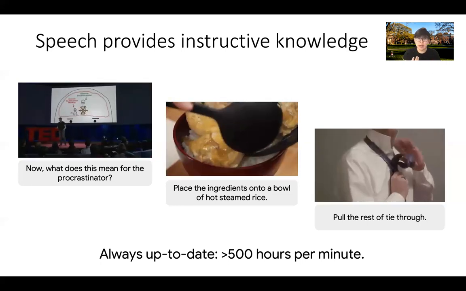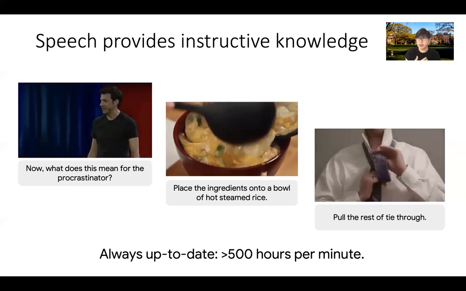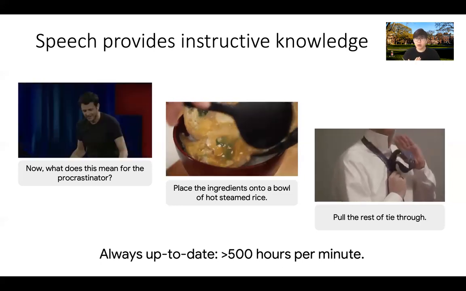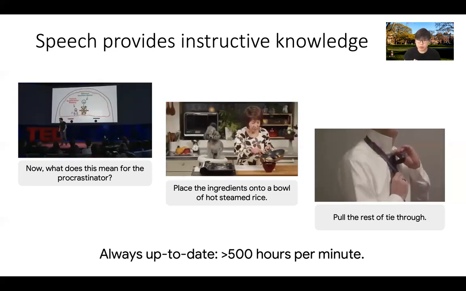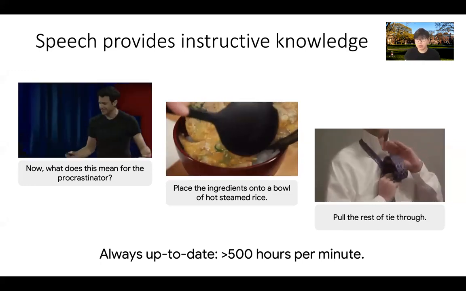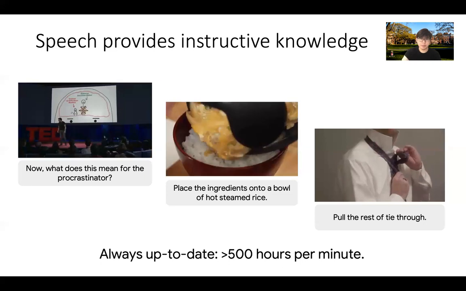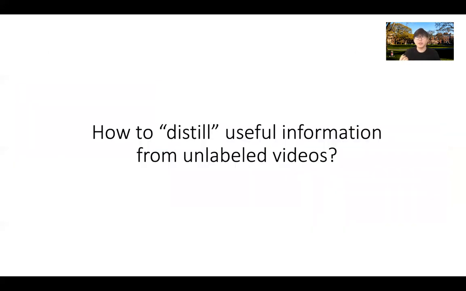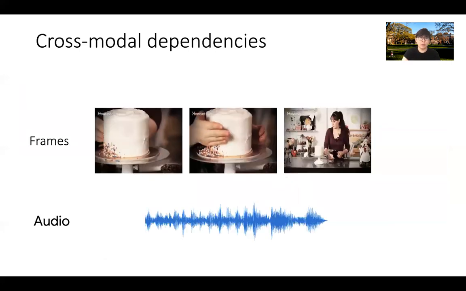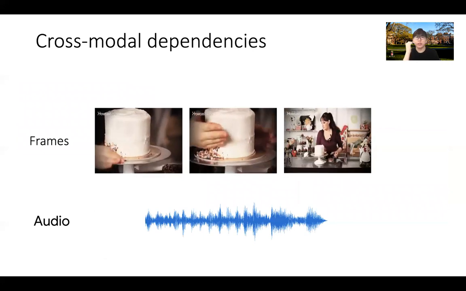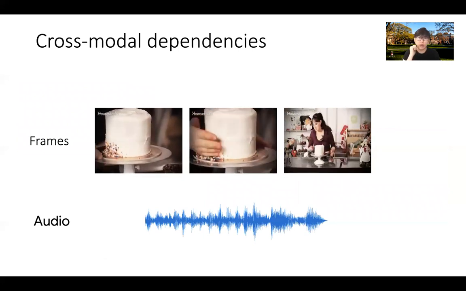The benefit is that although those videos are not explicitly labeled, there are a lot of them; on YouTube, for example, there are more than 500 hours uploaded per minute. The question becomes, how can we build machine intelligence algorithms to distill such useful information from those unlabeled videos? One exploration we did is with so-called multimodal learning, or cross-modal dependencies.